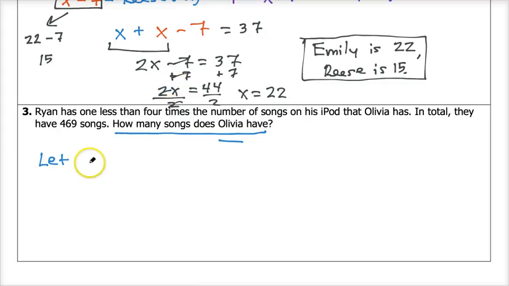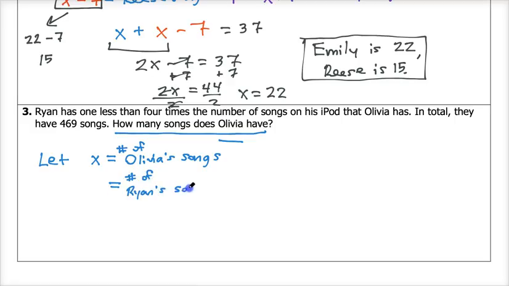And I could just as easily have asked you in the problem to find how many songs they both have, or how many songs Ryan has. So even though the question is only asking how many Olivia has, we still need 2 let statements. My first let statement is going to be just let X equal the number of Olivia's songs. And then my second let statement will be the number of Ryan's songs.